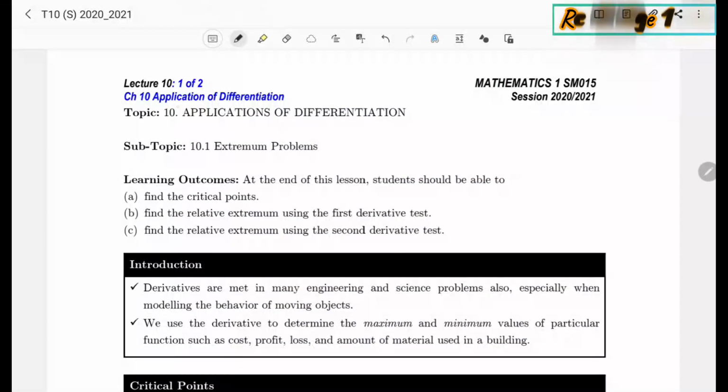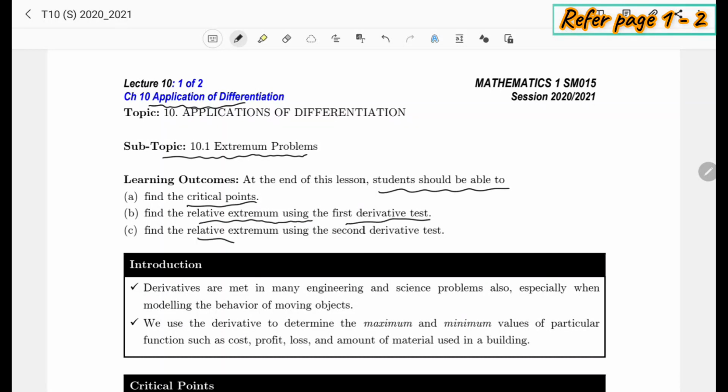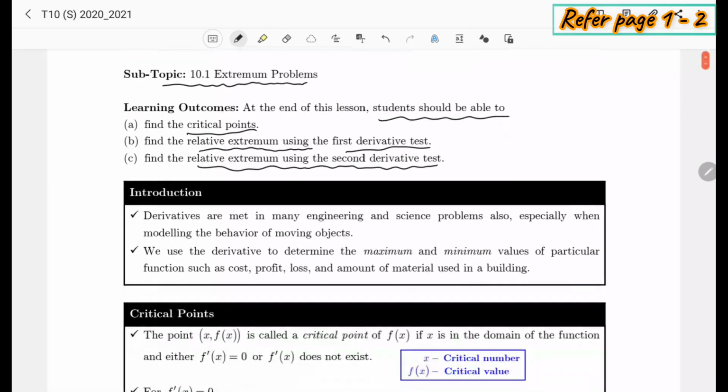Chapter 10, Application of Differentiation. Okay, the first subtopic, 10.1, Extremum Problems. So the learning outcomes of today's lecture: students should be able to find critical points, find relative extremum using the first derivative test, and find extremum using the second derivative test. So you can read through the introduction yourself.